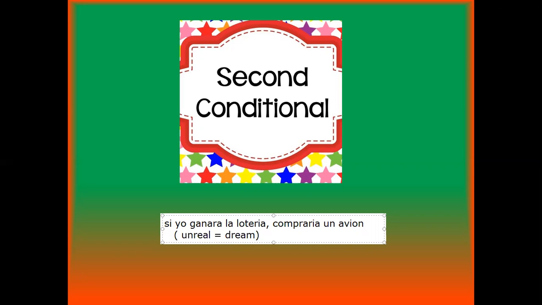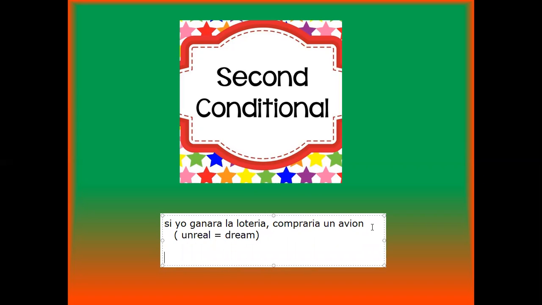It's when we're having a conversation and we start to talk about something that is likely or probable that is not going to happen in our life. So if I want to translate this, take a look, it's very particular. I would say, if I won the lottery, comma, I would buy a plane. And this is the structure that we need.